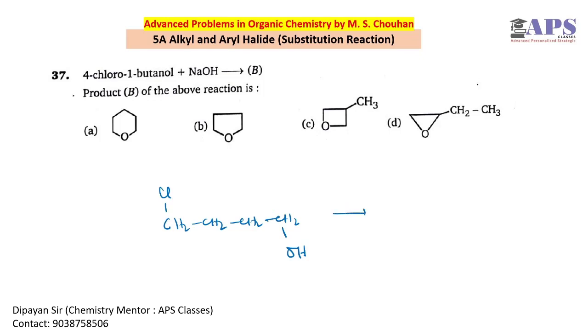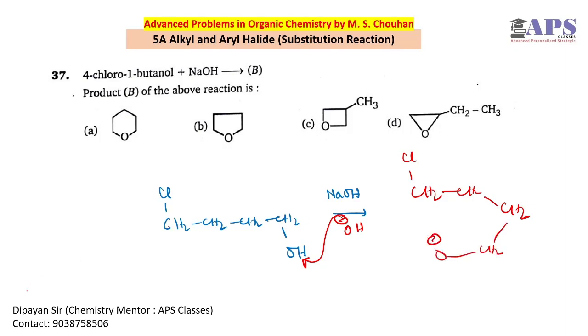4-chloro-1-butanol. In presence of NaOH, OH minus can abstract this hydrogen. Okay. So here we have CH2, 4 carbons, 1, 2, 3, 4, along with O minus.